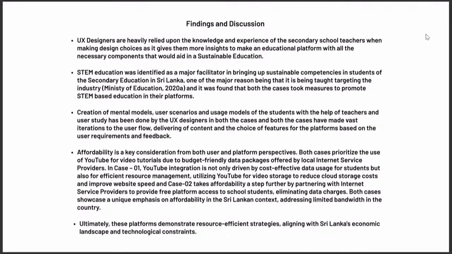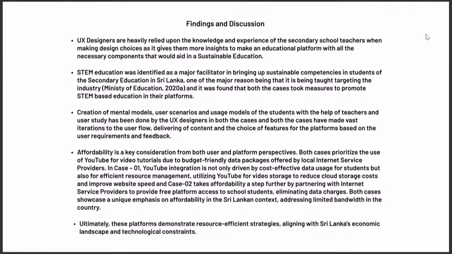And affordability is the key consideration from both platforms respectively. Both cases prioritize the use of YouTube for video tutorials due to its budget-friendly data packages, because most of the network providers in Sri Lanka provide budget-friendly YouTube data packages, which both the cases said that they highly consider, because the students who are from lower income families can afford these data packages when they are accessing their platforms.